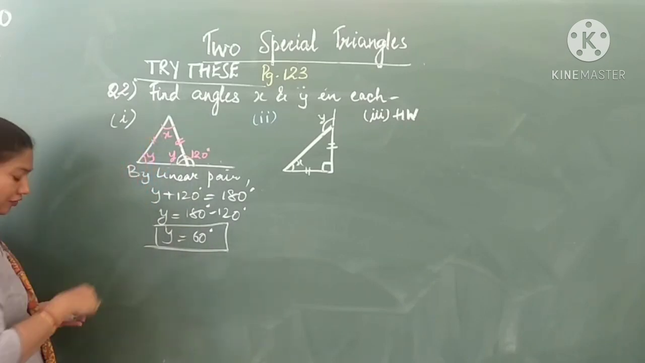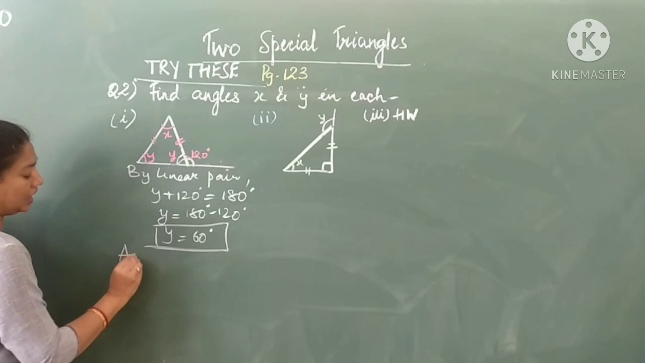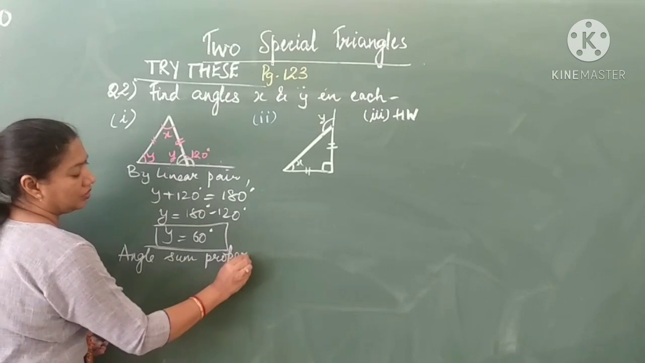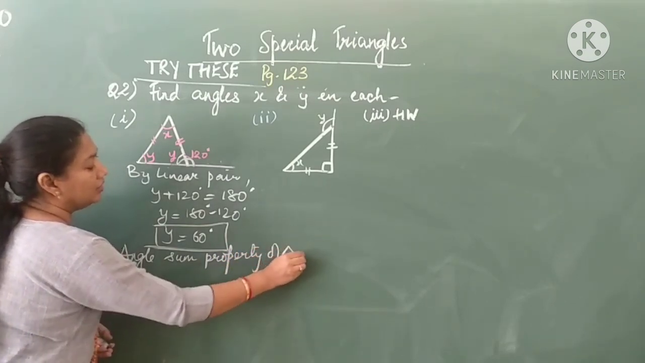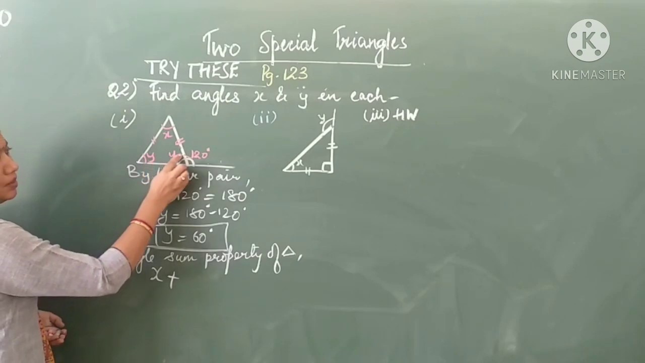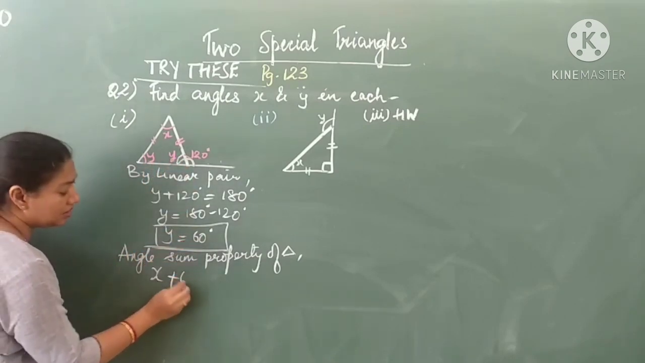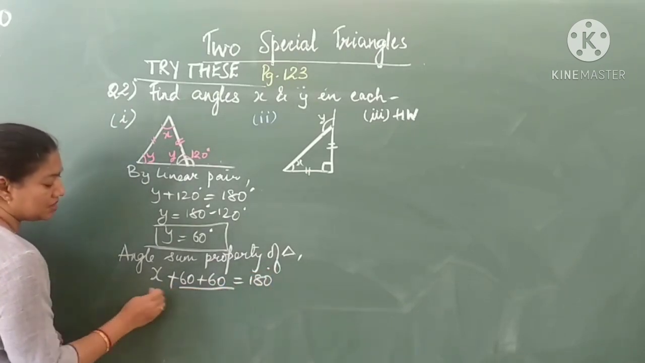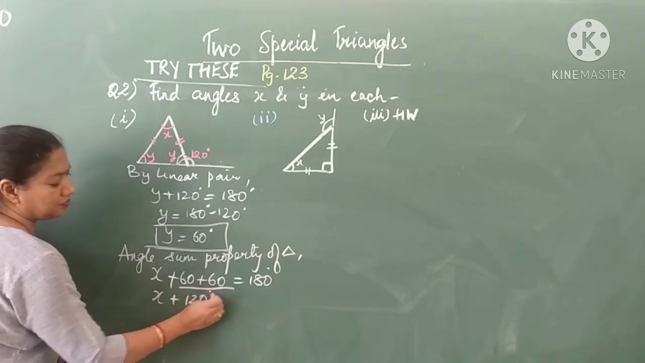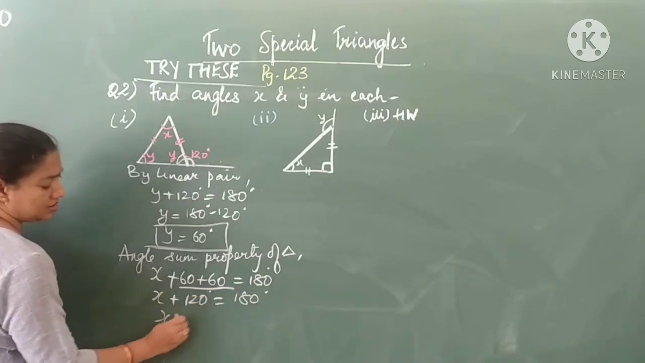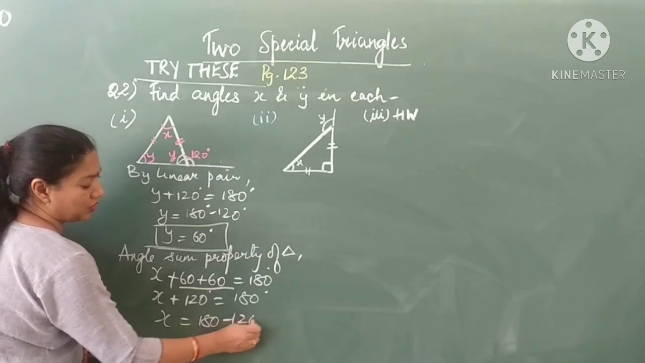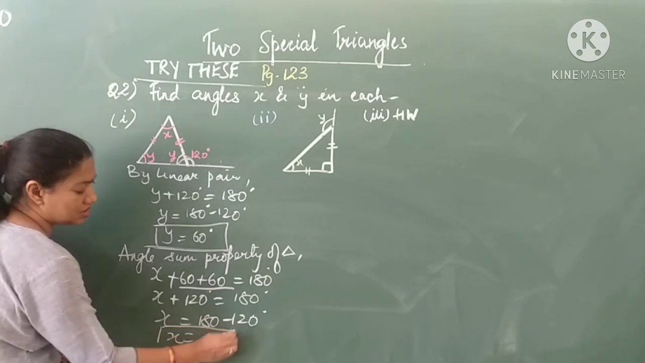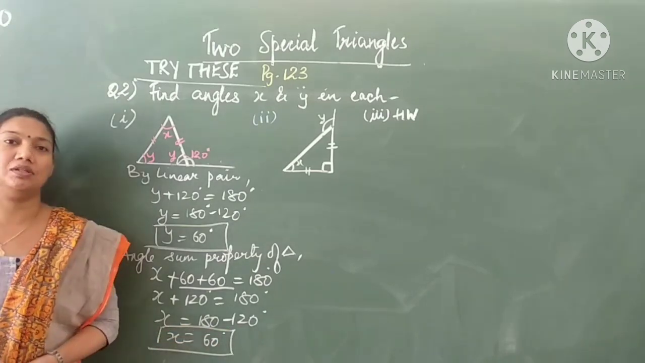Now, we can find the value of x by the angle sum property of a triangle. So, by the angle sum property of a triangle, we can write x plus y plus y. But how much is y? 60. So 60 plus 60 is 120 degrees. So x is equal to 180 minus 120, that is equal to 60 degrees. So x is also 60 degrees. It means it is an equilateral triangle.